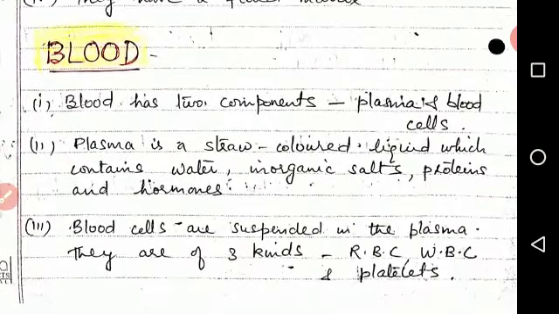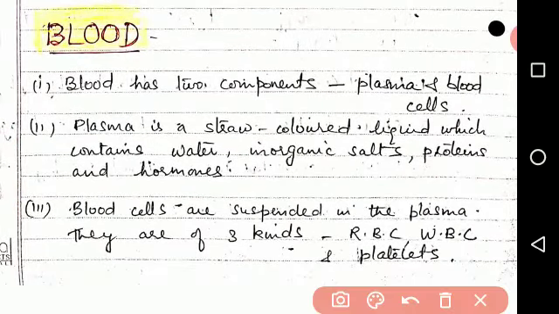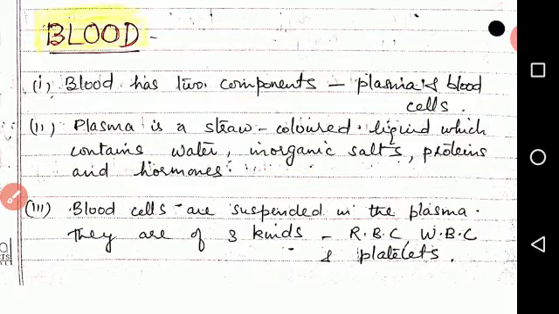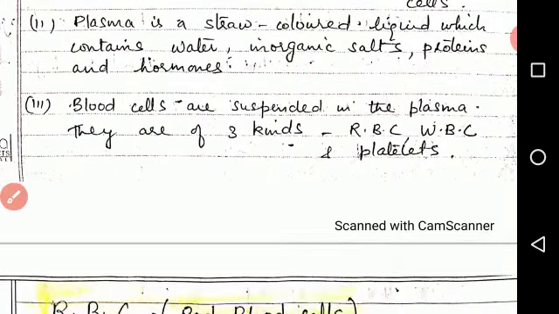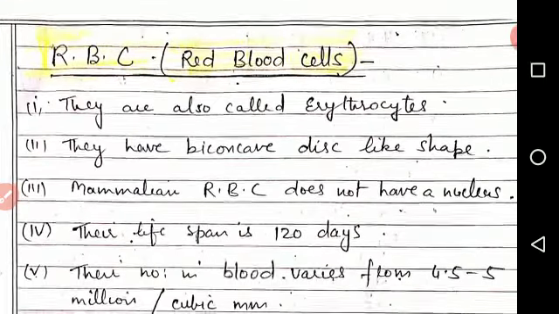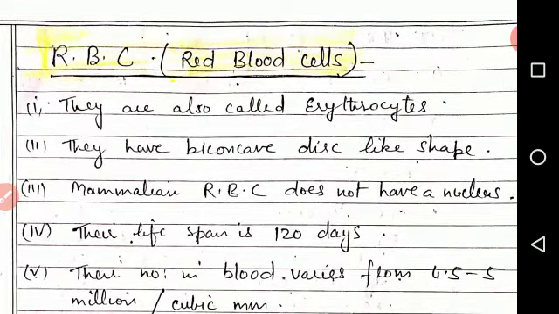So first let us do blood. Blood has two components, plasma and blood cells. Plasma is a straw colored liquid which contains water, inorganic salts, proteins and hormones. Blood cells are suspended in the plasma. They are of three kinds: RBC, WBC and platelets. So one by one we will be discussing these.